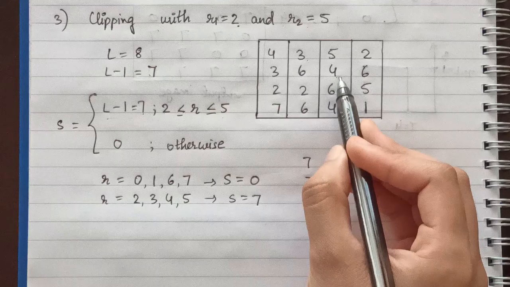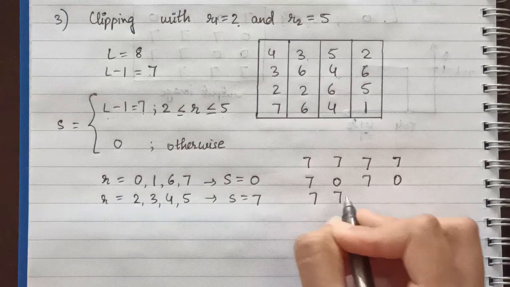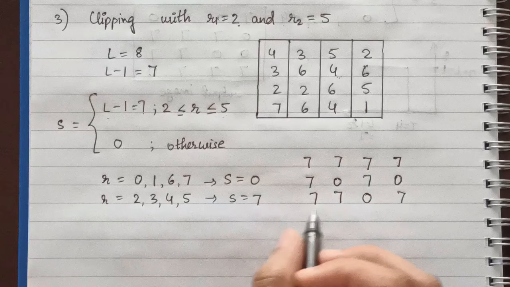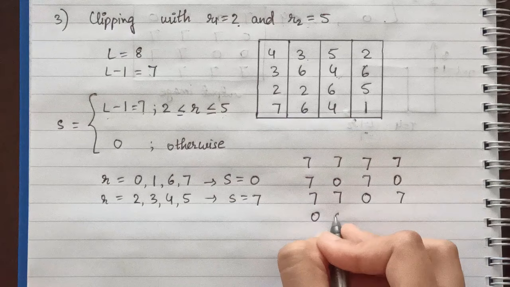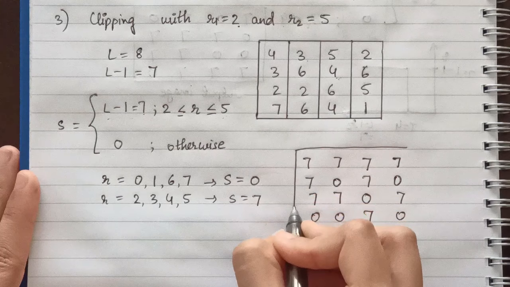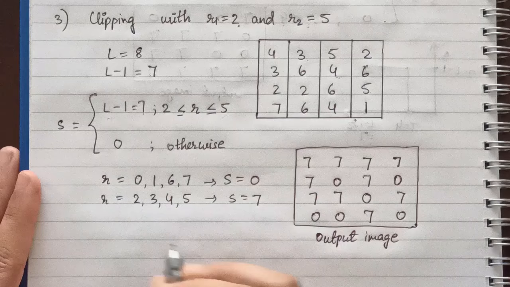4 lies between the range, so 7. 6 is outside the range, so 0. 2 is in the range, 7. 2 again in the range, 7. 6, we'll have 0. 5 in the range, so we'll have 7. 7 is outside the range, so 0. 6 is outside the range, 0. 4 in the range, 7. 1 outside the range, so 0. So this is our output matrix, or output image. Based on these conditions, we got the output image.